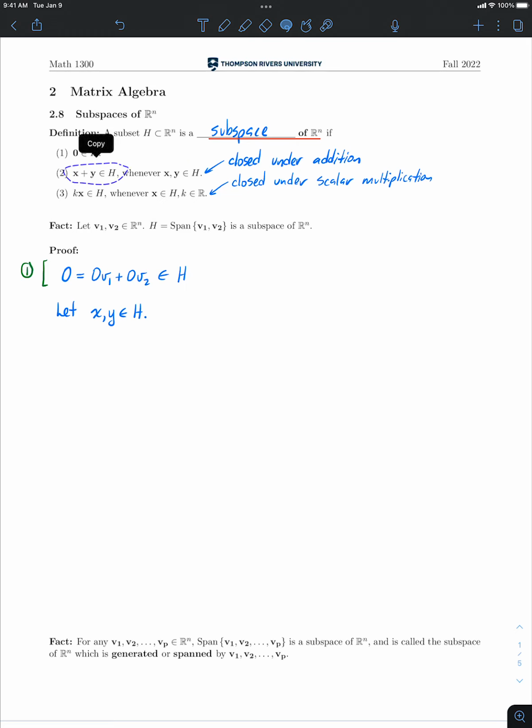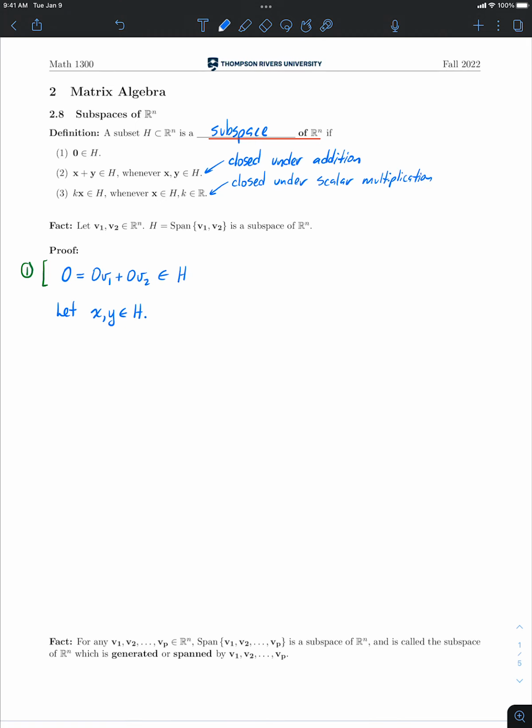We don't need to show that X plus Y is always in H for any values of X and Y, because if that were the case, then the only thing that would be a subspace is Rn itself, and that wouldn't be very interesting. We want to allow for smaller sets to also be subspaces. So we only need to show that X plus Y is in H under the assumption that X and Y are also in H. So that's why we're going to start with the assumption that X and Y are already in H, and then show that their sum is also in H.